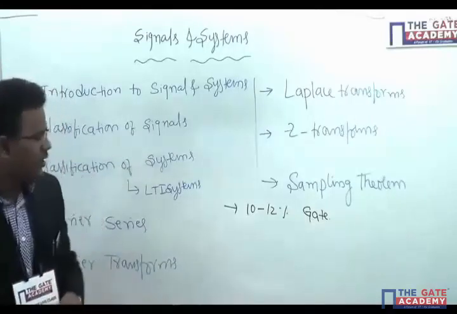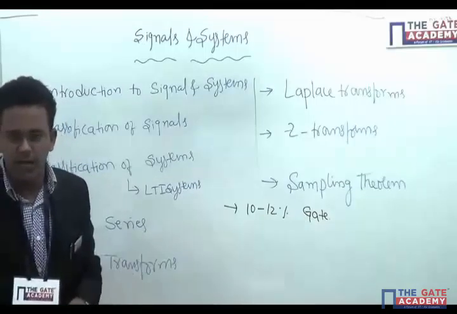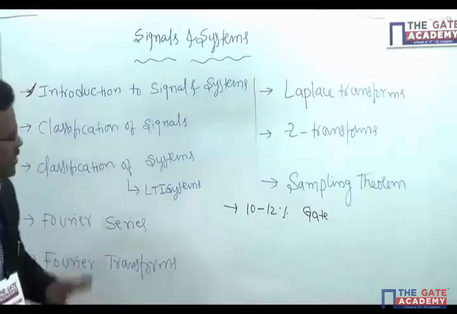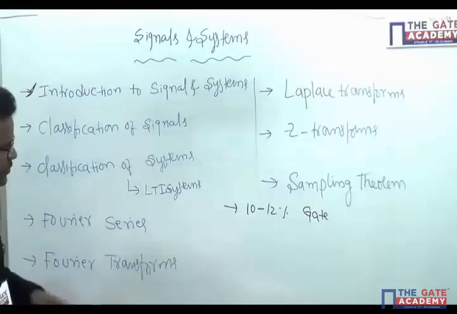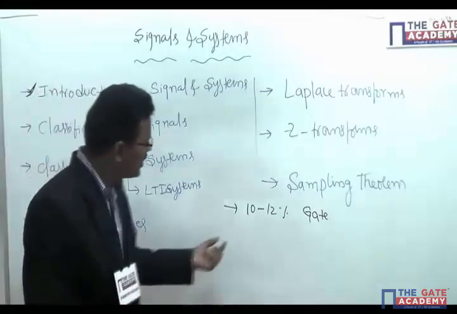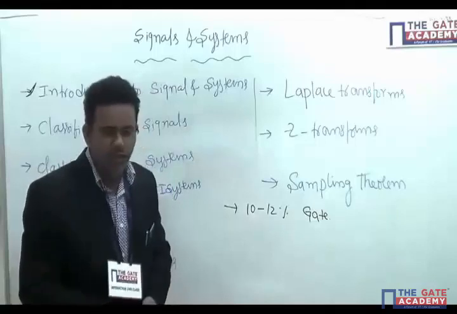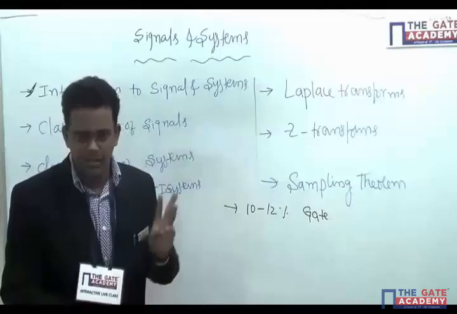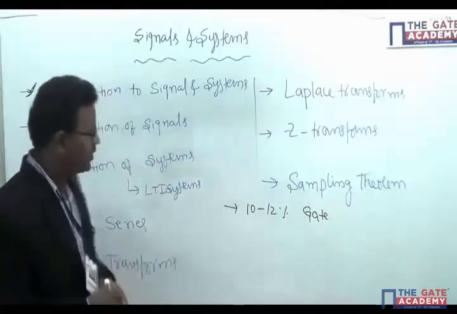For EEE, instrumentation, and electronics and communication, for all the branches, the same syllabus is there. These are the topics we should note down for all the branches. For EEE also, last year 10 marks came from signals and systems in the GATE examination. So what I am going to discuss is valid for all 3 branches: instrumentation, EEE, and electronics and communication.